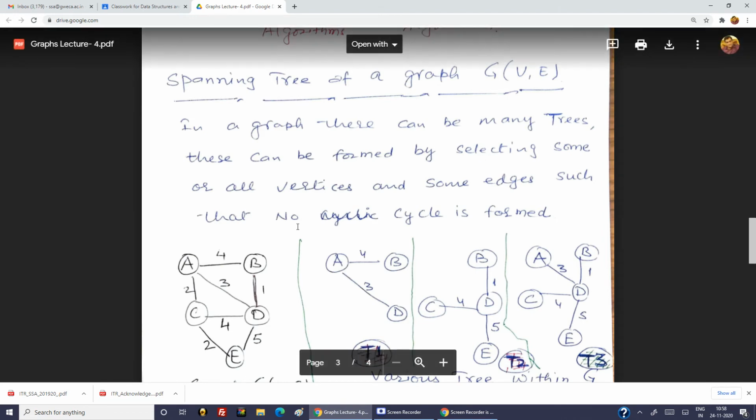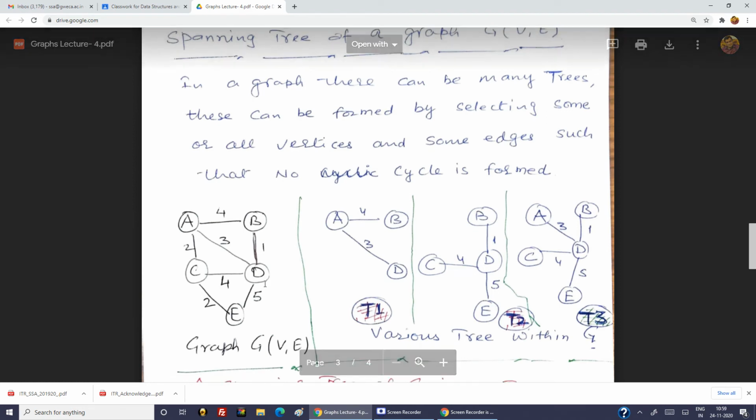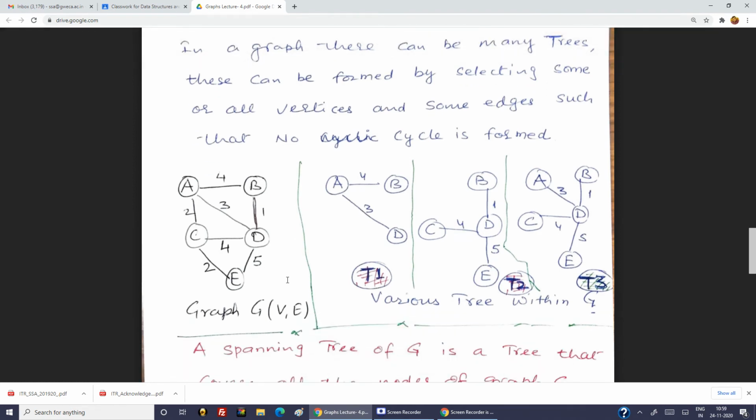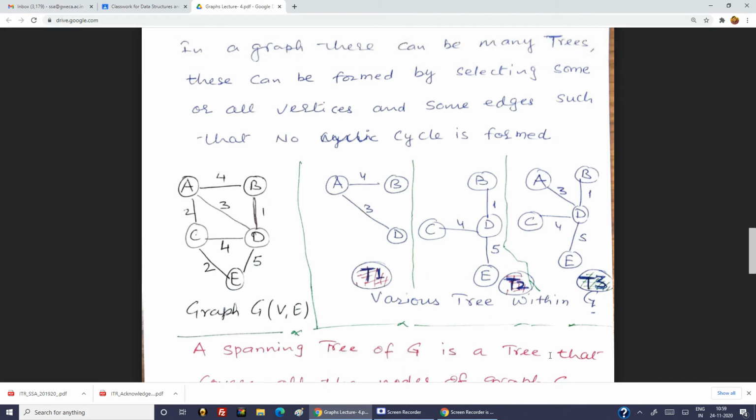What is a spanning tree? See, in a graph, you can find many trees. What is the condition of a tree? There must not be a cycle. So see, this A, B, D and this. So this is a tree, T1. Another tree I can find out like this. So this is a tree out of this graph only. So these are edges. Some of the edges I have selected, some of the edges I have left, and there is no cycle in this. So this is also a tree. So this is a tree T2.